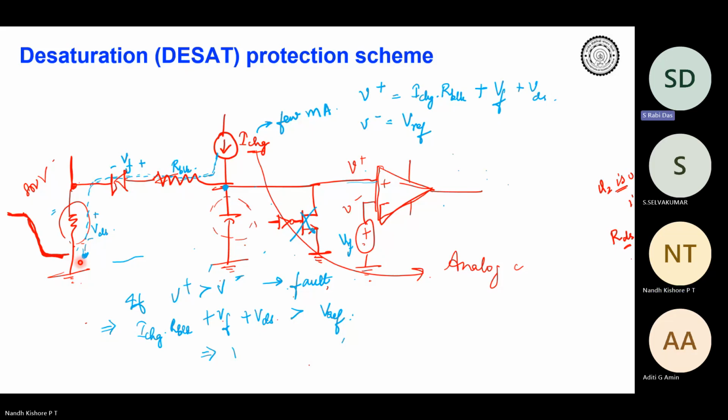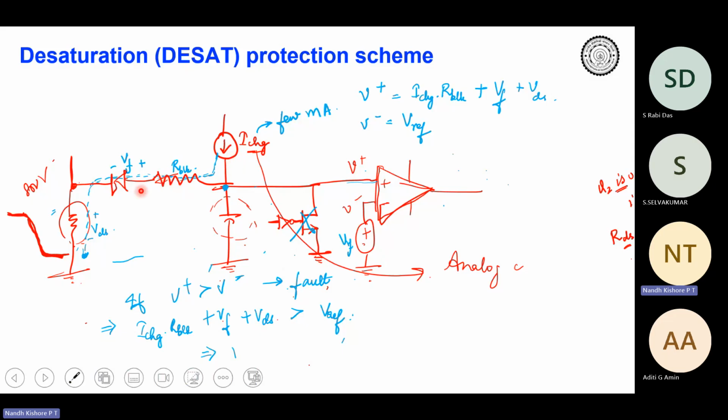I understood, but one more doubt here. I think some portion of this I charge can go through this capacitor also, and there is a chance this voltage also rises up linearly. Yeah, V plus will be constant. Now you tell me.